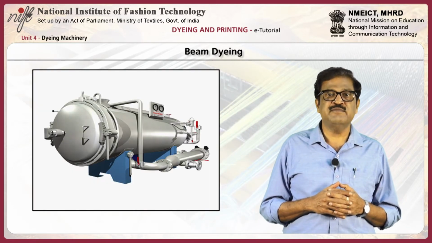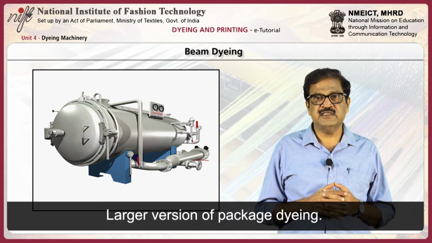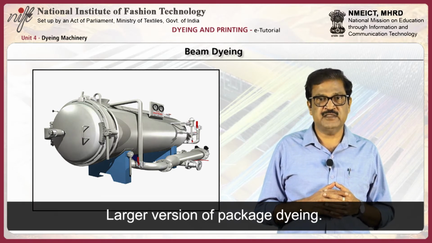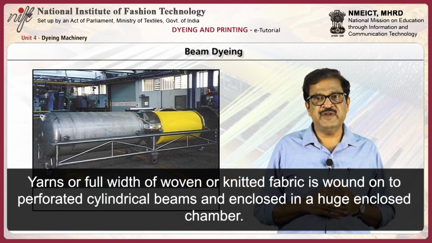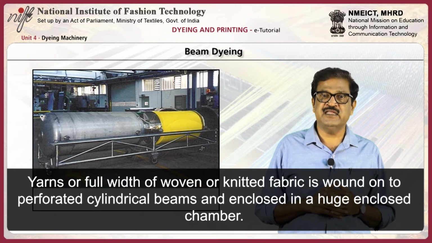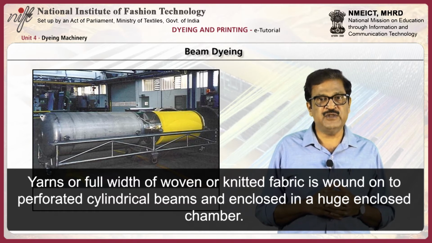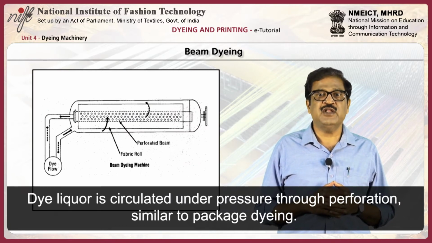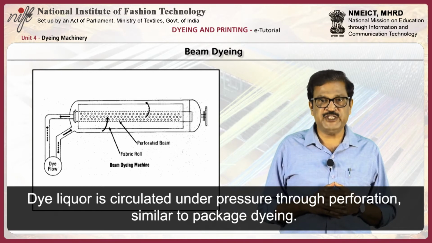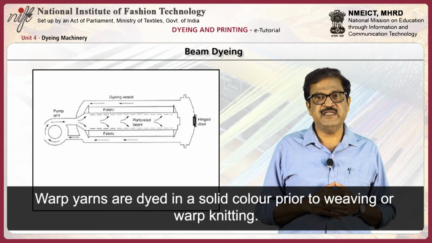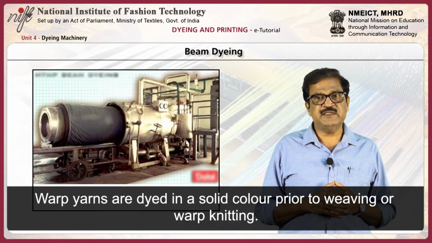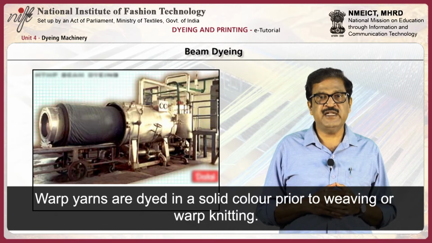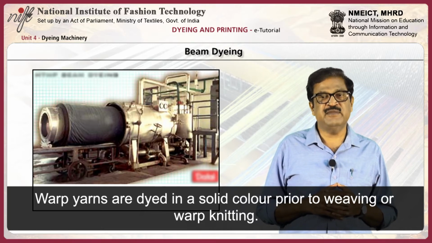Next, we will discuss beam dyeing. Beam dyeing is a larger version of package dyeing. Yarn or full width of woven or knitted fabric is wound onto perforated cylindrical beams, then enclosed in a huge enclosed chamber. Here the dye liquor is circulated under pressure through perforations, similar to package dyeing. Warp yarns are dyed in a solid color prior to weaving or warp knitting. It provides good color absorption and better color fastness than piece dyed methods.